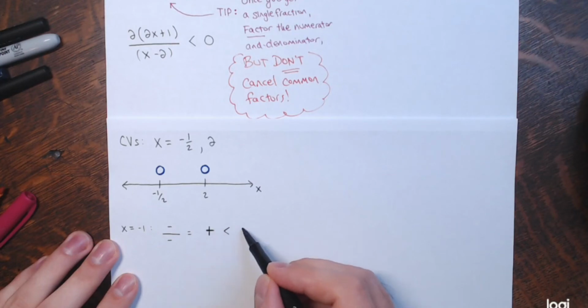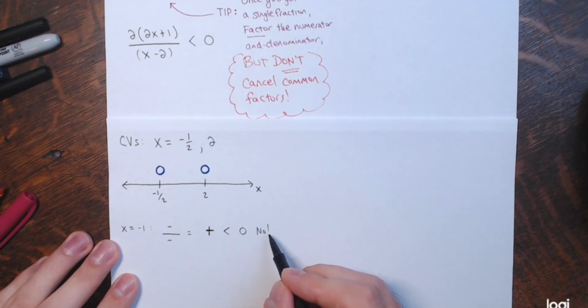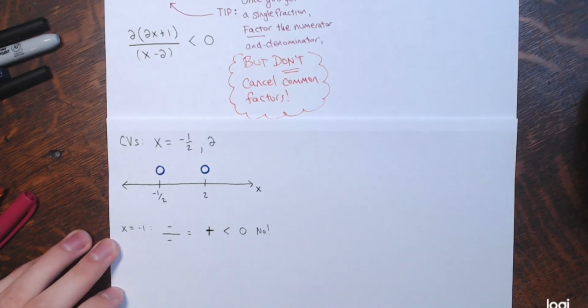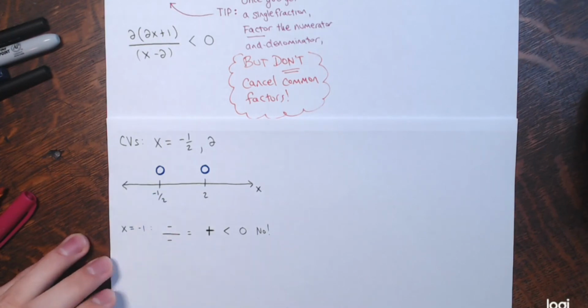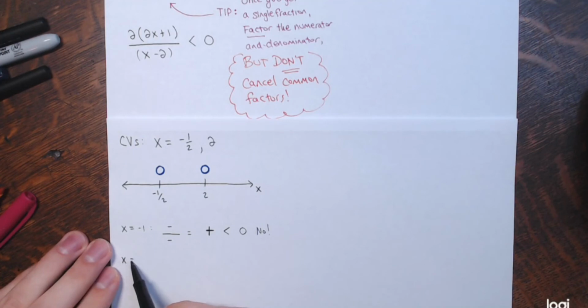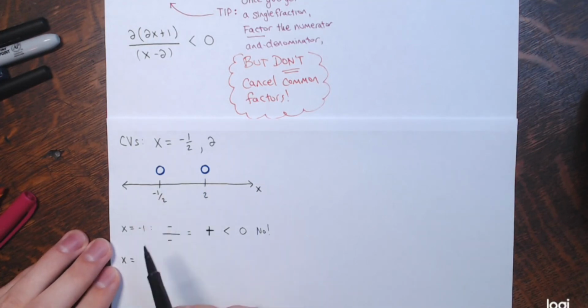And is that going to be less than 0? We have is less than 0, and the answer is no. A positive number is not less than 0. It's greater than 0. So this interval to the left of -1/2 is no good. There are no solutions in that interval. All right, next, between -1/2 and +2, 0's in there.